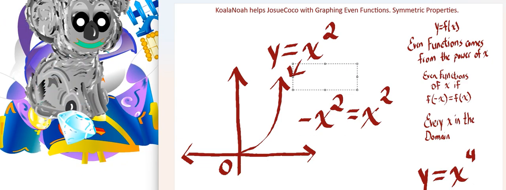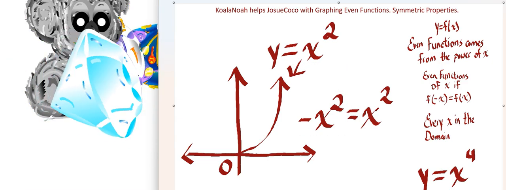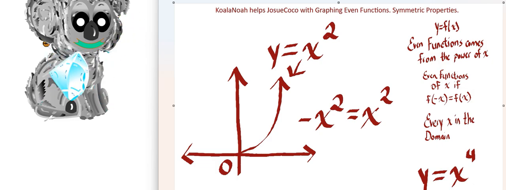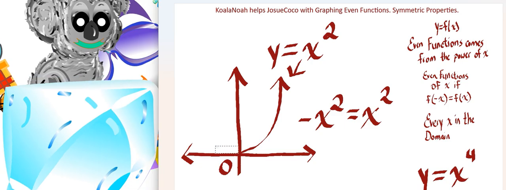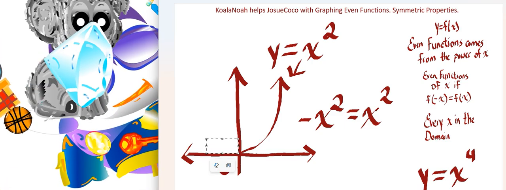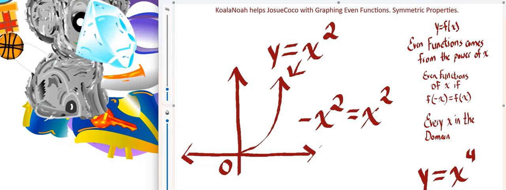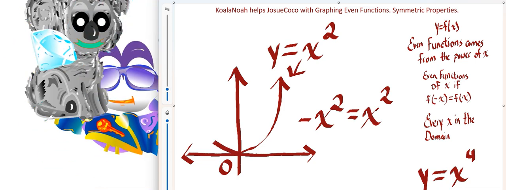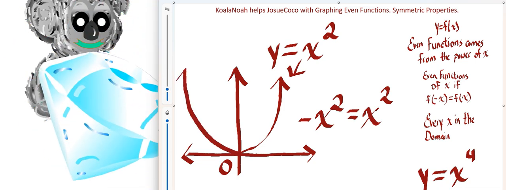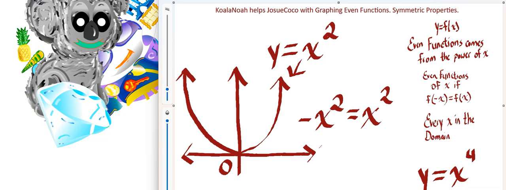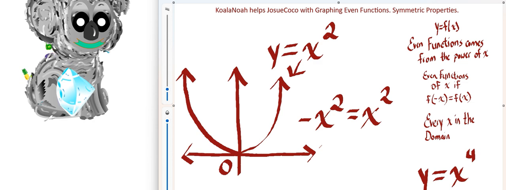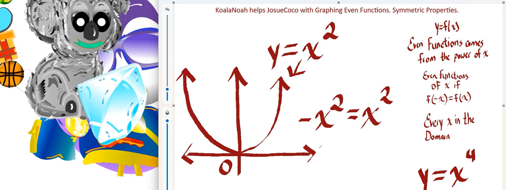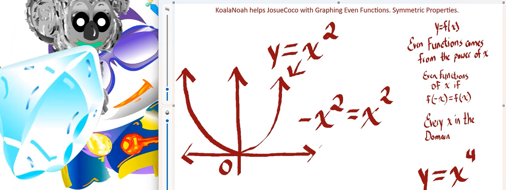Now we'll go ahead and we'll take negative x squared equals x squared, and draw a symmetric line on the second quadrant, curving symmetrically.